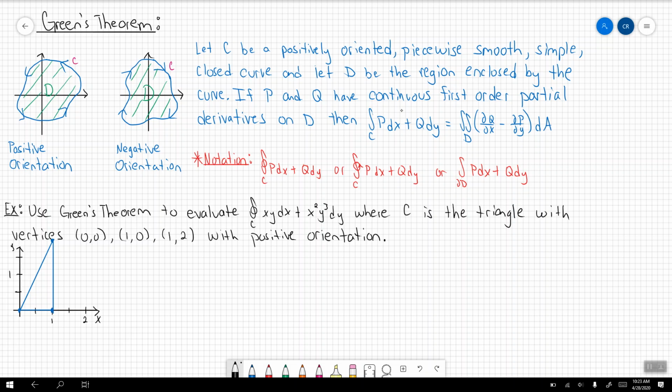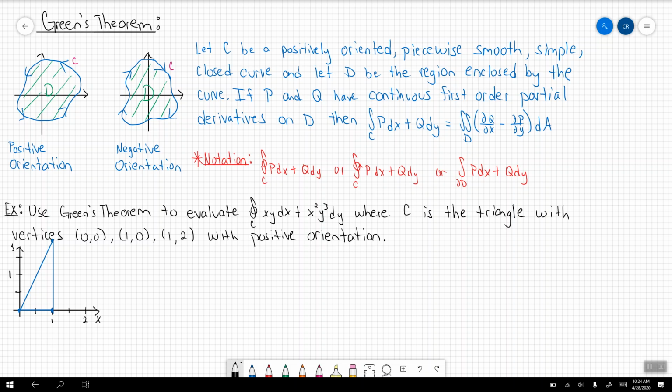the line integral here can be expressed as the double integral over that region D of the partial derivative of Q with respect to x minus the partial derivative of P with respect to y. And this is with respect to area because, again, it's encompassing that domain.